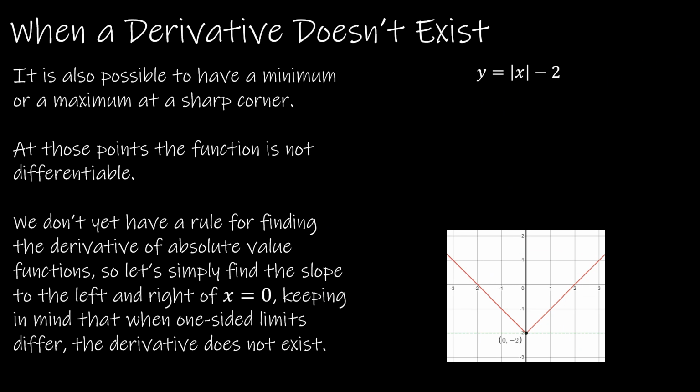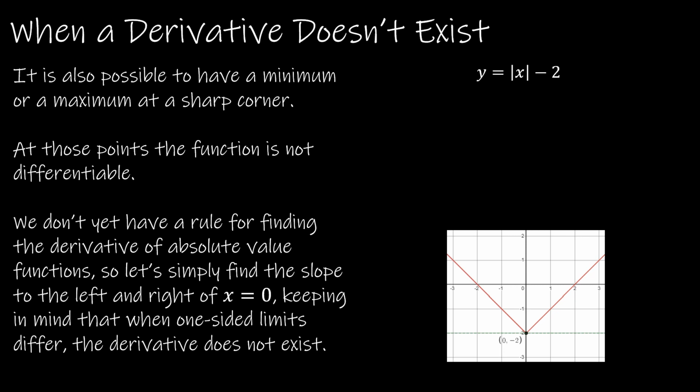What we didn't talk about in our last video is that it's also possible to have a minimum or a maximum at a sharp corner. At that point, we would not be able to find the derivative. It's not differentiable at that point. Now, we don't know how to find the absolute value derivative yet. So for now, let's just keep it simple and remember that the derivative is the slope function. So I can simply look at the slope from each side and keep in mind that if one-sided limits are not the same, the derivative does not exist.